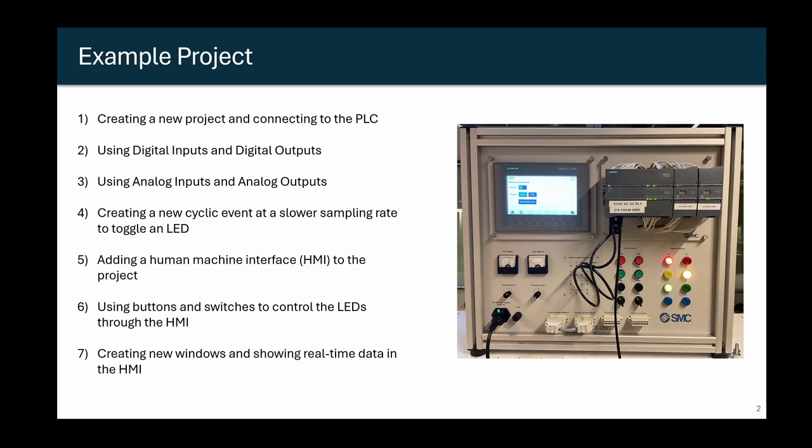In the example for today, the idea is for you to learn how to create a new project and connect to the PLC. Basically, we will use these buttons to control the LEDs, and we will use the potentiometer to command voltage and use analog inputs and analog outputs. After that, we will also see how to create cyclic events at a lower sampling rate to toggle one of the LEDs. And finally, we will work with the human-machine interface also to control LEDs and to show real-time data.